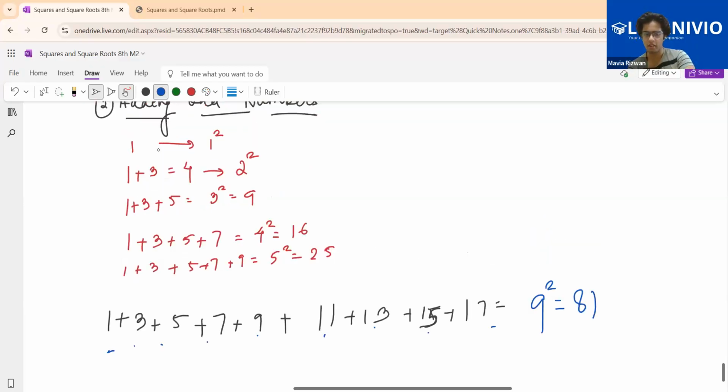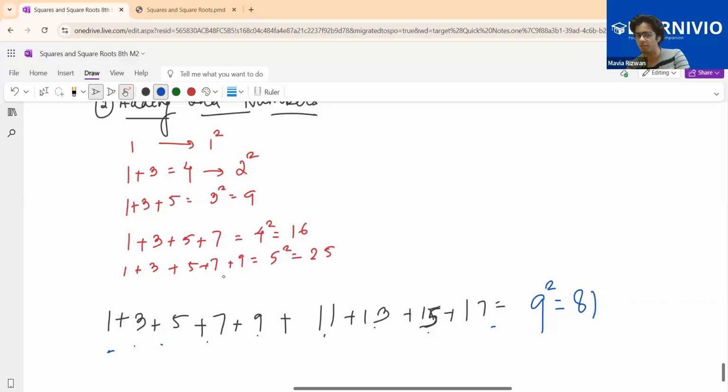Understood. First odd number, so there is only one number here, so 1 square. 1 plus 3, so two numbers, 1 and 3, so this is 2 square. 1 plus 3 plus 5, so 3 numbers, so this is 3 square. 1 plus 3 plus 5 plus 7, 4 consecutive odd numbers. Consecutive means next, and the next odd number after 1 is 3, after that 5, then 7. So their sum is equal to 4 square.